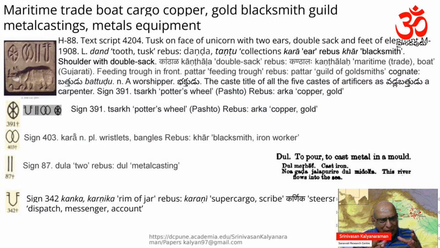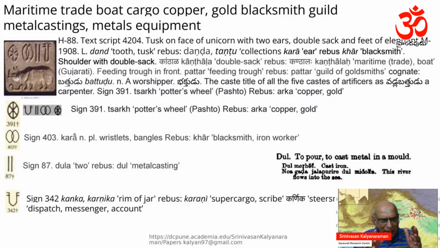Up in front of the rhinoceros, Pattar Batulu, the title of all the five castes of artificers, Vatla Batulu, the carpenter. Sark is a potter's wheel. Sarka is copper and gold. Sign 301, Sark, potter's wheel. Sarka, copper, gold. Then two rhombuses joined together, Kara, wristlets, plural.